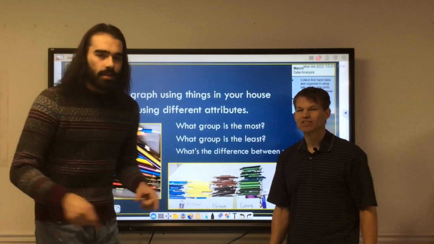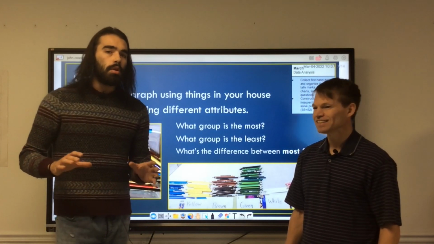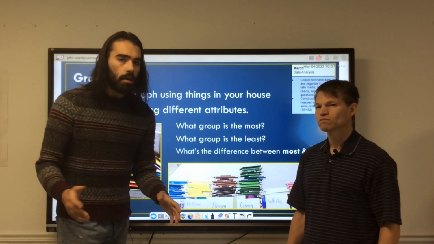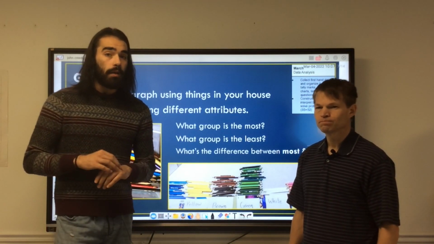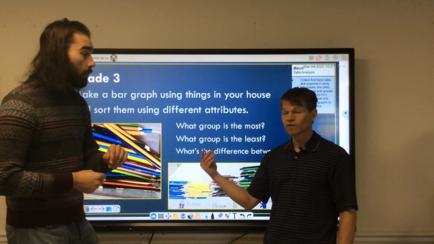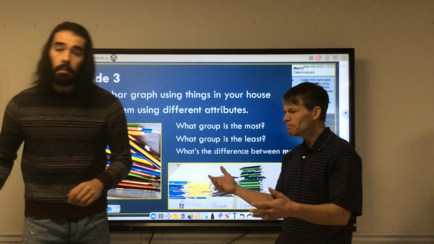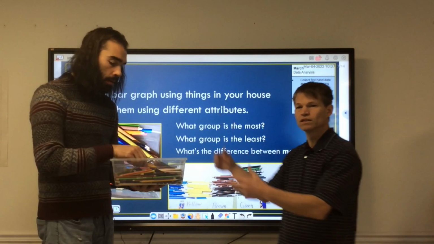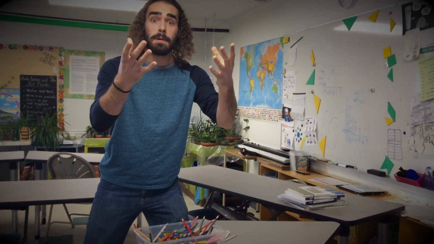Grade threes, your challenge is to sort something you can find in your house into a bar graph, much like the grade twos. Now, we were looking around in our school and we found our box of crayons and we were thinking, man, they're super disorganized. So Tate went and he organized them.